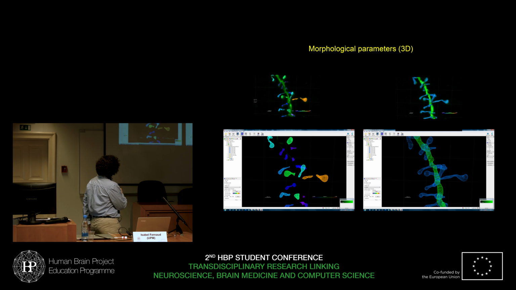If you see here, this and this is the same spine. This is the mesh you obtain with the surfaces. This is the mesh you obtain with the filament tracer. It's not exactly the same. So depending on whether you want to study the morphology of the spine or just its volume, you can use one or the other module.